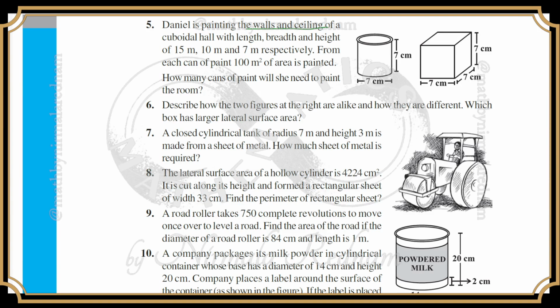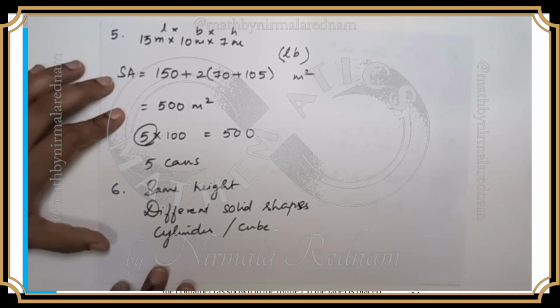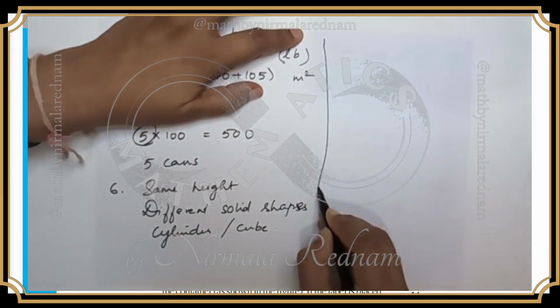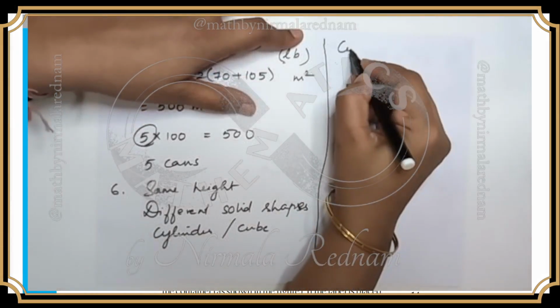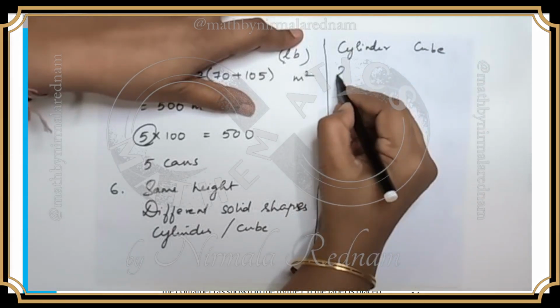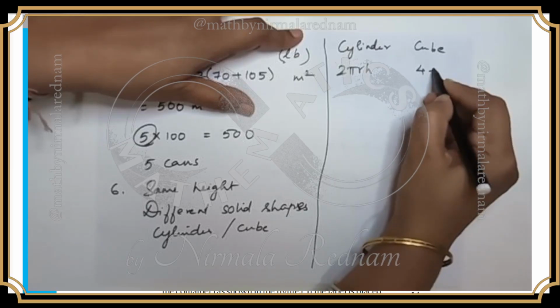Now next they are asking us, which box has larger lateral surface area? They have mentioned very clearly, be very careful, lateral surface area. So you're going to take only the lateral surface area formula. We are not interested in the total surface area, right? So now for the cylinder and cube, you know the formula. Lateral surface area is 2 pi r h, and for the cube it is 4 L square.